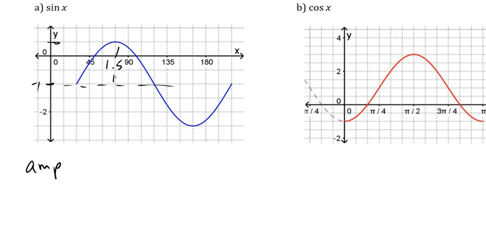which is 3 total. But then you're just going to divide that by, like, the difference between the max and the min, that's going to be 3, right? But then you're just going to divide that by 2 anyway. So you're going to end up with an amplitude of 1.5.